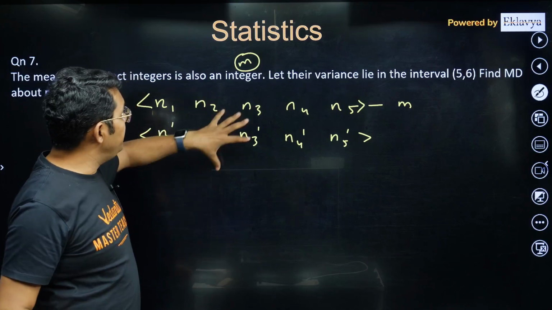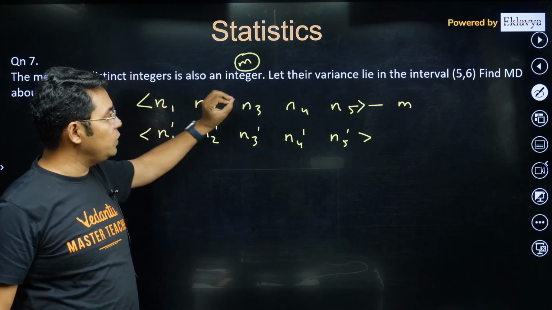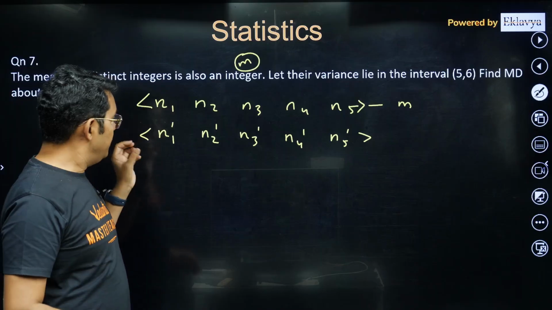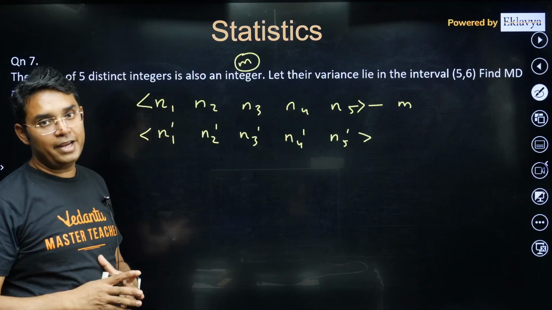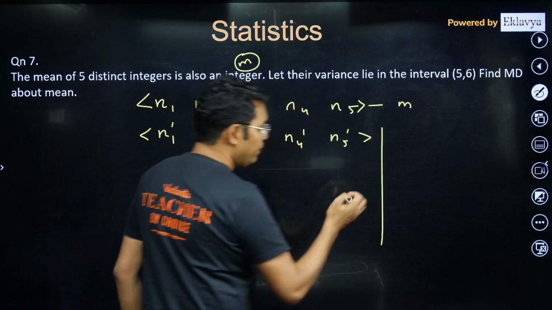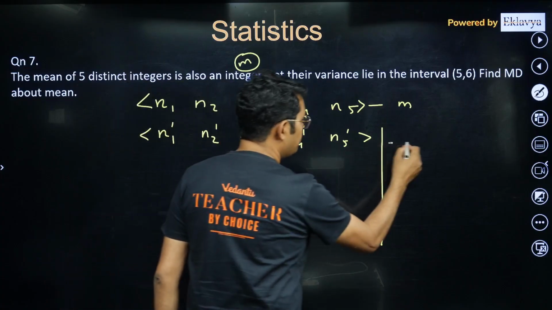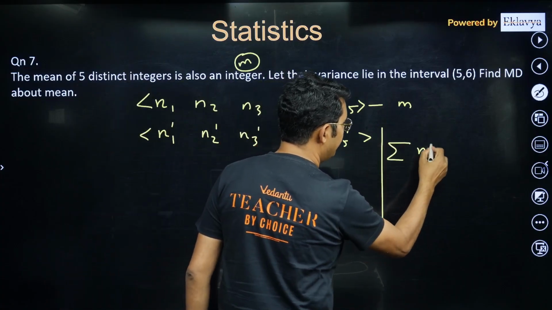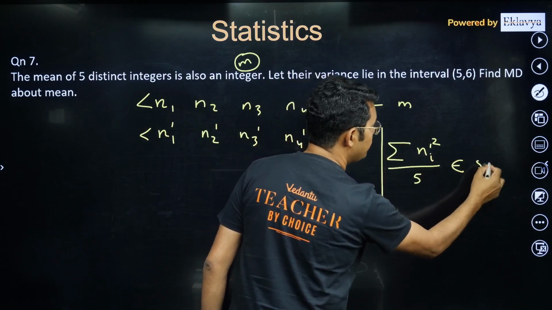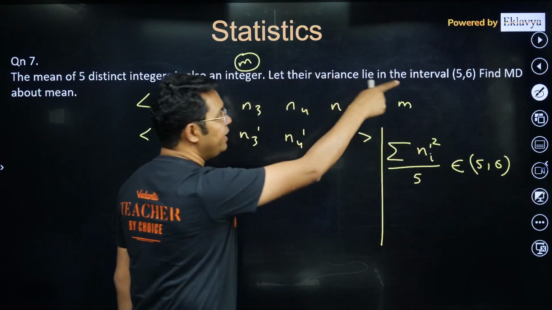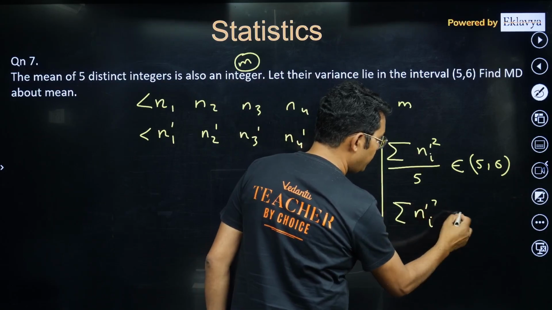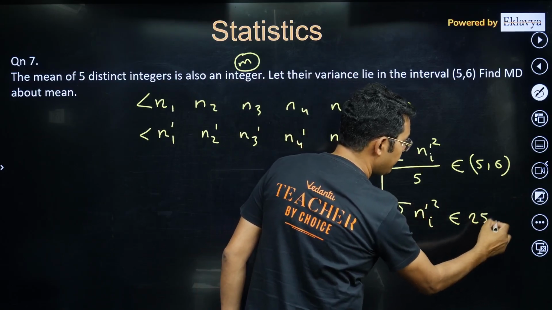But if the mean is not from among n1, n2, n3, n4, n5, none of them will be 0, which means a few will be positive, a few will be negative. I hope you are getting what I am saying. Okay, now one more thing before I go further: the summation of all these ni dash square divided by 5 has to be from 5 to 6 as they have given. Variance lies in 5 to 6. So the summation of ni dash square has to be within 25 to 30.